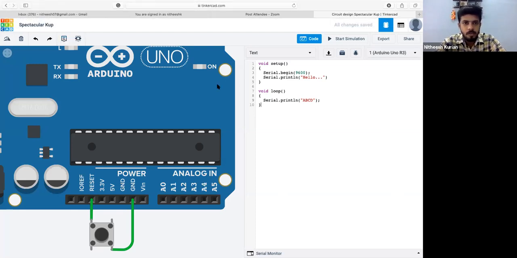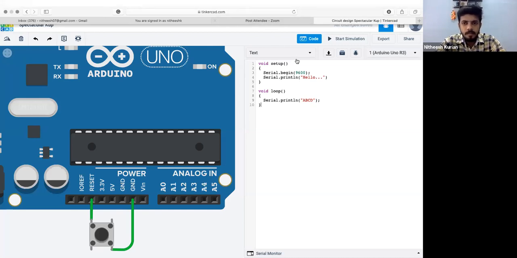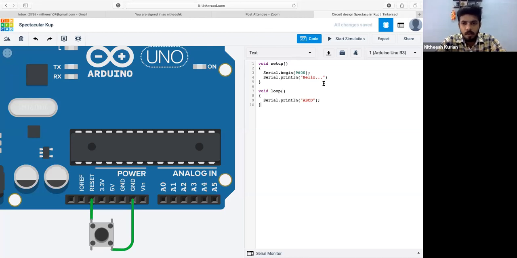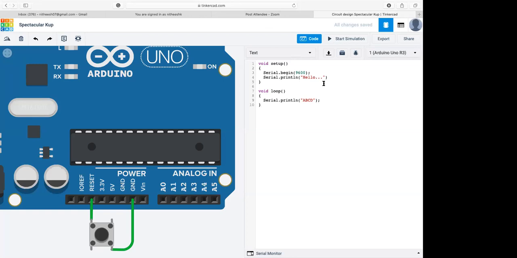Students? It's a very simple code. We have two functions, void setup and void loop. In void setup, I begin the serial protocol and print the string hello, and in the loop function, I am printing ABCD.